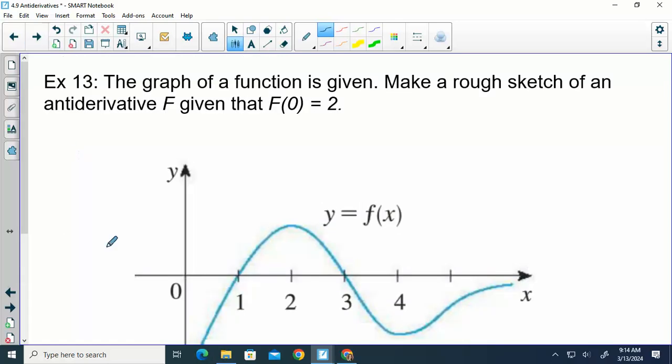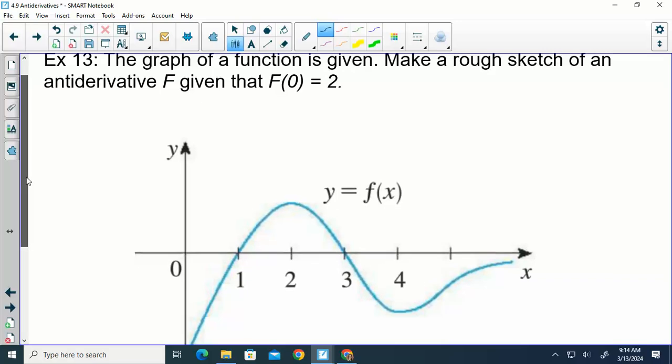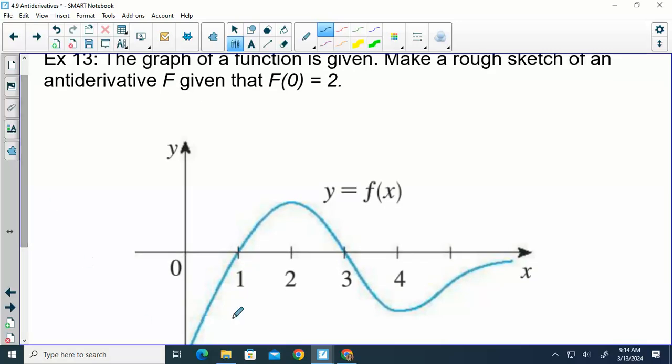All right. This one's a little bit different. This is the graph of a function. I'm going to graph the antiderivative, given that f of 0 equals 2. Essentially, this is like the derivative. If the derivative is negative, what does that tell you about your original function? Decreasing. When the derivative is positive, your original was increasing.